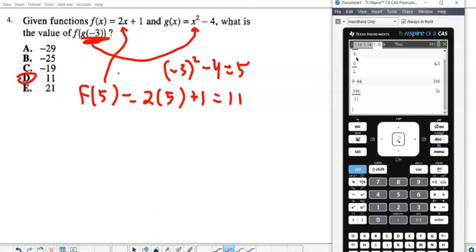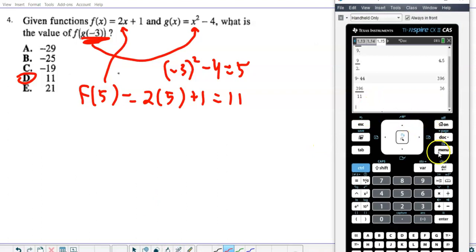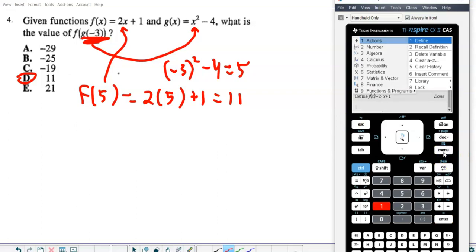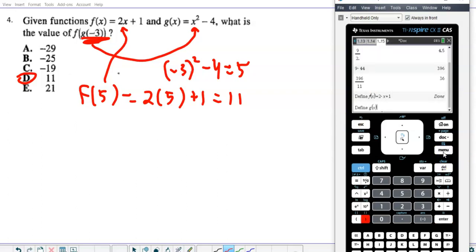It's a really cool way to do this in your calculator if you haven't seen this before. So you get the very first command in your calculator, if you have it, menu 1, define. It's really cool. So I'm going to say f of x equals 2x plus 1. And I'm going to define, so menu 1, g of x equals x squared minus 4. And I'm going to type in f of g of negative 3. And it does it for me, which is kind of amazing. So even on the ACT calculator, the non-CAS version, that's going to work just fine.